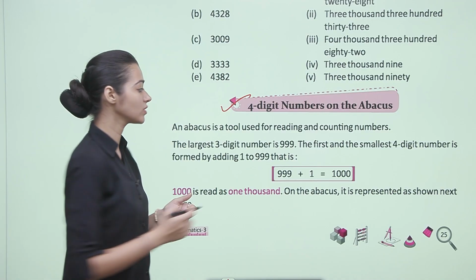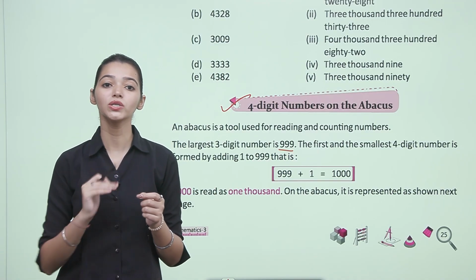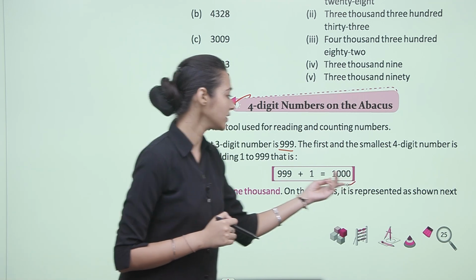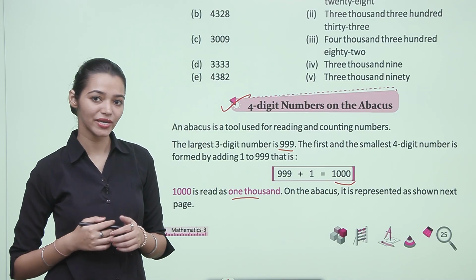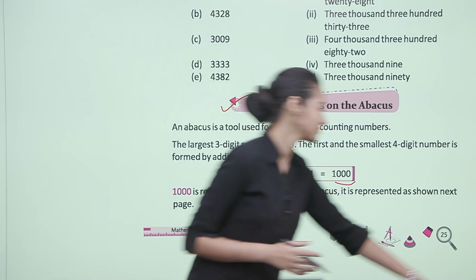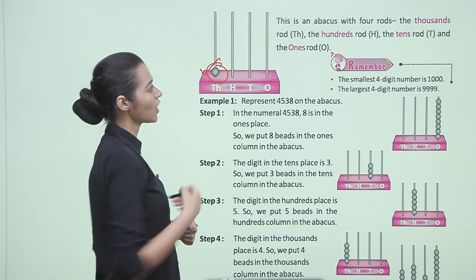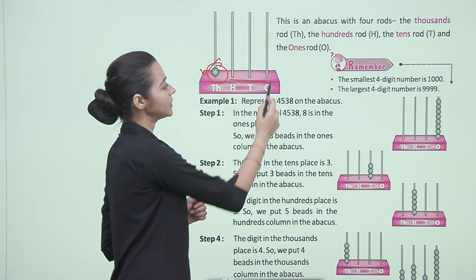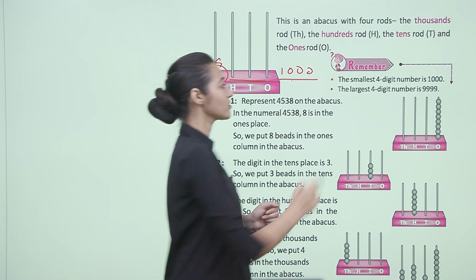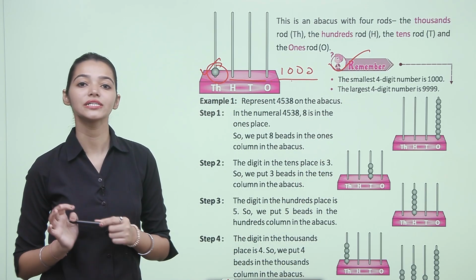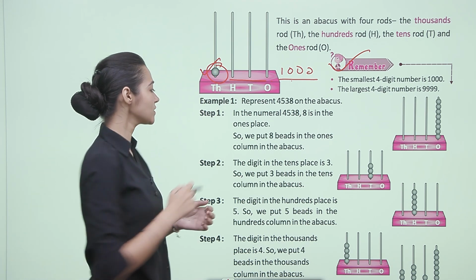The largest 3-digit number we know is 999, and the first and smallest 4-digit number, when we add 1 to 999, we get 1000, and 1000 can be read as one thousand, and on the abacus we can represent it like this. We will add one bead in the 1000 column and the remaining will be empty. That's how we can write 1000 on the abacus. Now you have to always remember the smallest 4-digit number is 1000 and the largest 4-digit number is 9999.